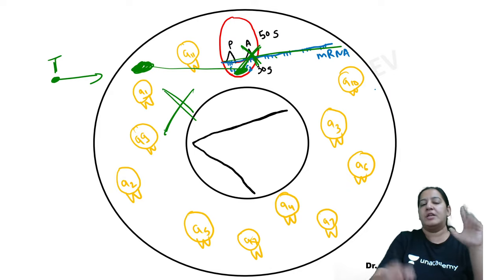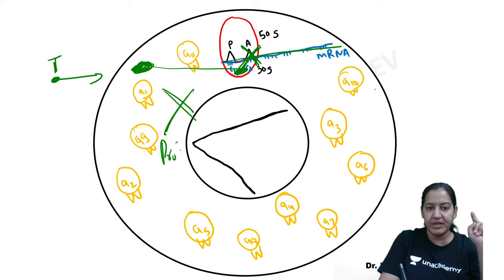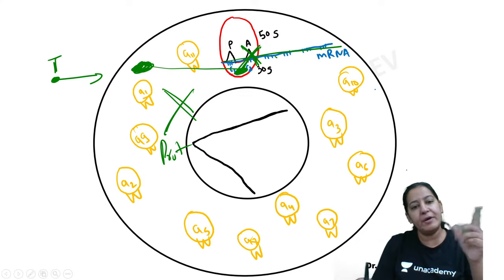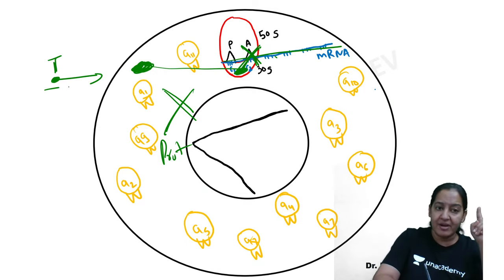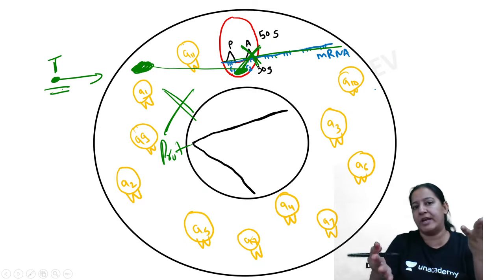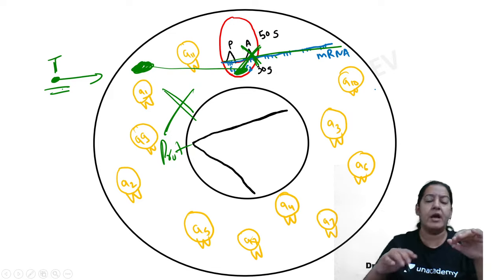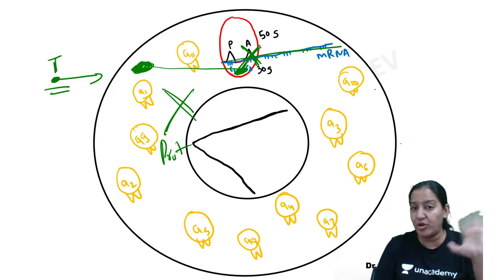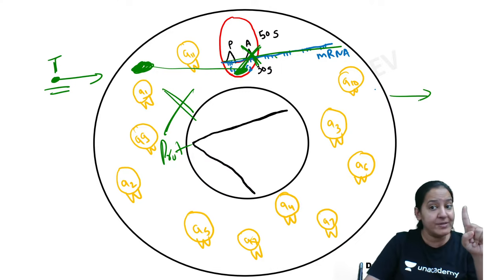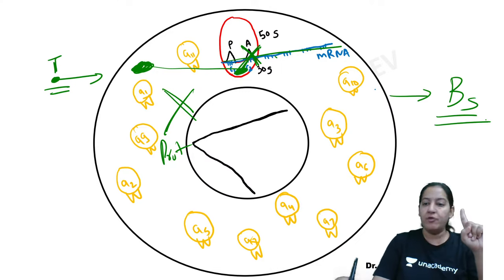This bacteria cannot synthesize protein, but it is not killed because pre-existing proteins are present. It is not degrading the pre-existing protein. Tetracycline inhibits the synthesis of new protein, but this bacteria already has protein. New protein cannot be synthesized, but the pre-existing protein is there. So the bacteria is not killed. So tetracycline is not bactericidal. It is bacteriostatic. Have you got the meaning now?